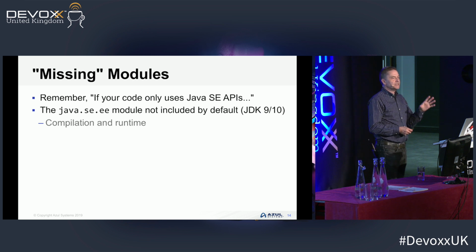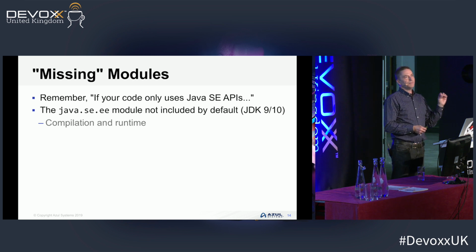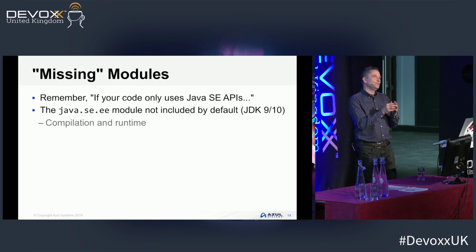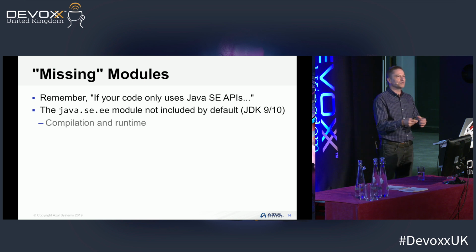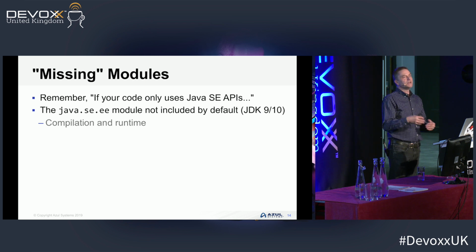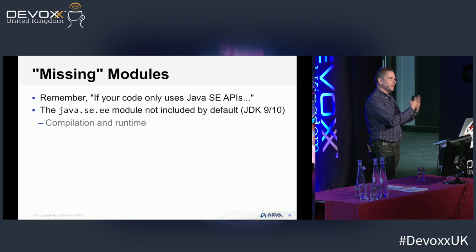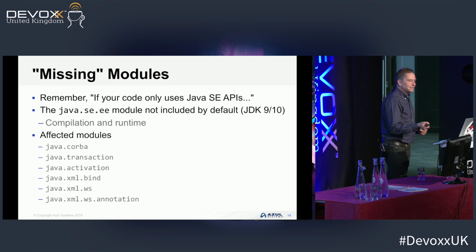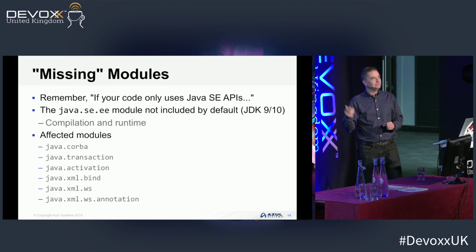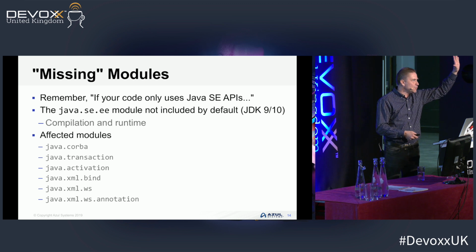From JDK 9 and JDK 10, in both compilation and runtime, you wouldn't be able to use this aggregator module by default. So from JDK 9, when you compiled code, it wouldn't be added by default. And when you ran an application, even if it had been compiled with these modules, they wouldn't be included by default. So you would see error messages straight away. The modules that are affected are CORBA. Anybody here using CORBA? Nope? OK, good.